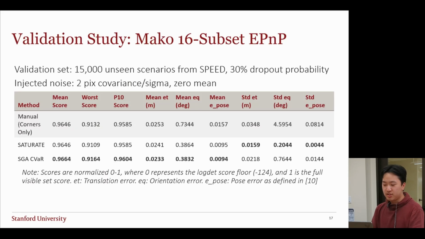The standard deviation is best for the Saturate selection, and we see that there are quite some bad instances in the manual corners only subset. The standard deviation is like 4.5 degrees. So there are some really bad instances where dropouts can really degrade the pose solution there, but it doesn't affect the optimized subsets as badly.